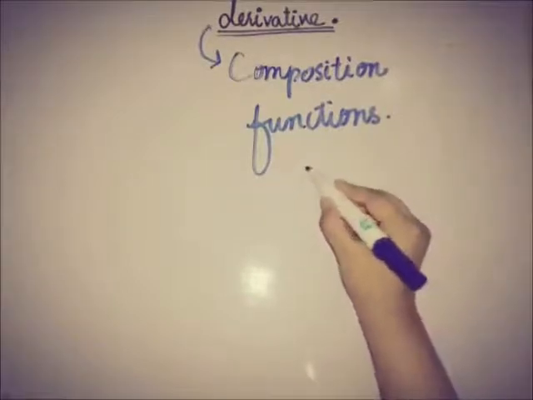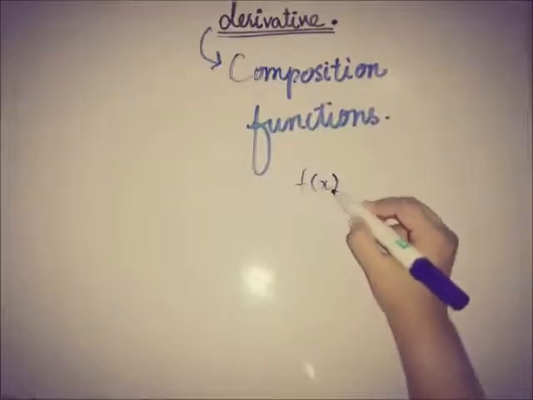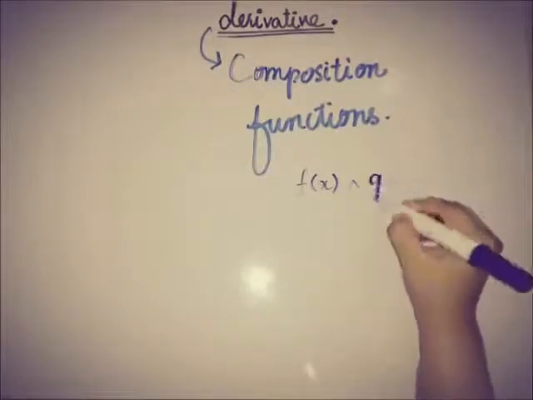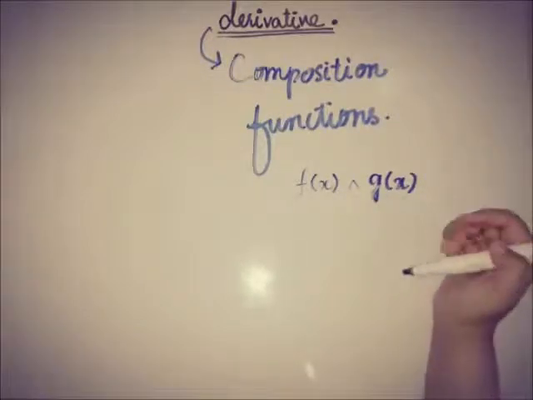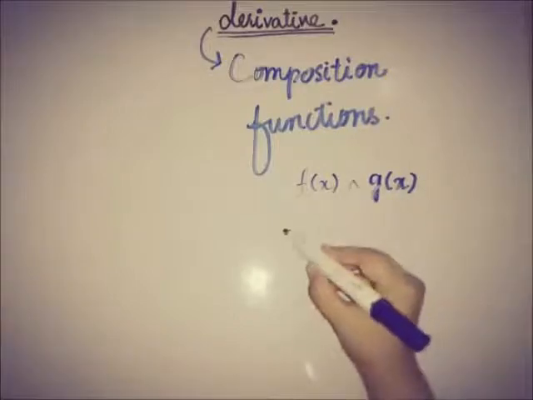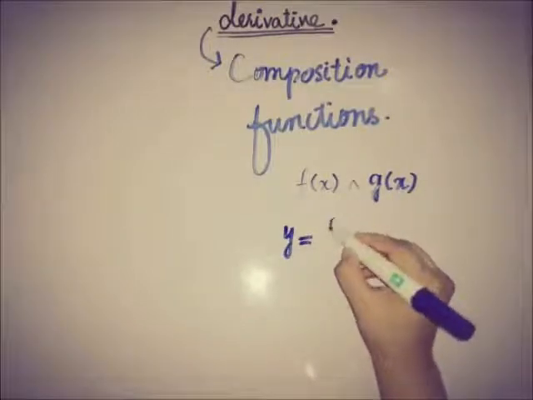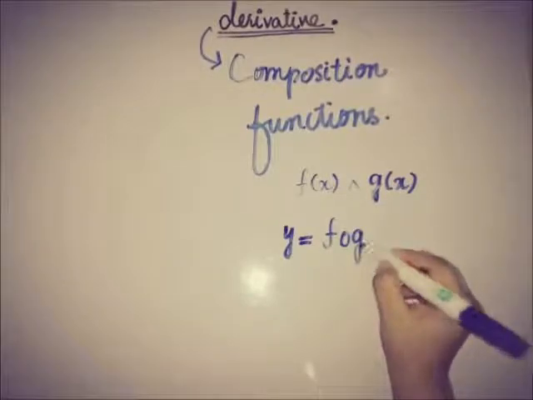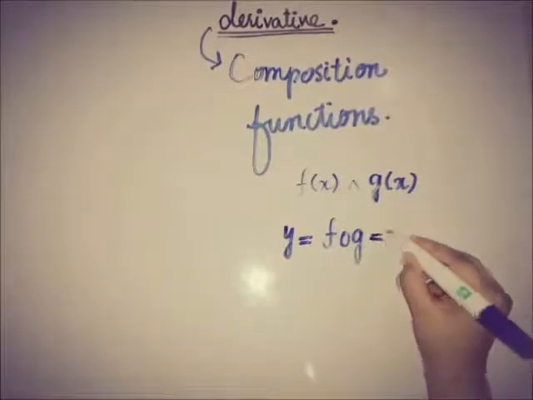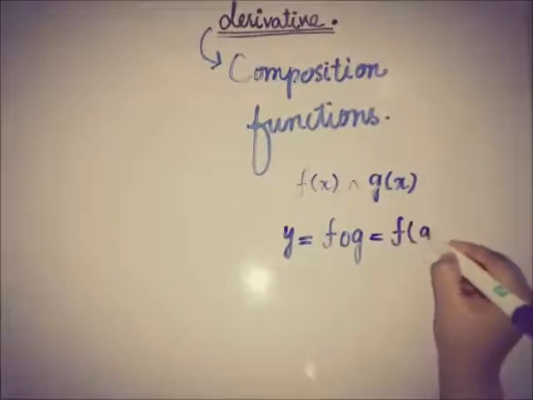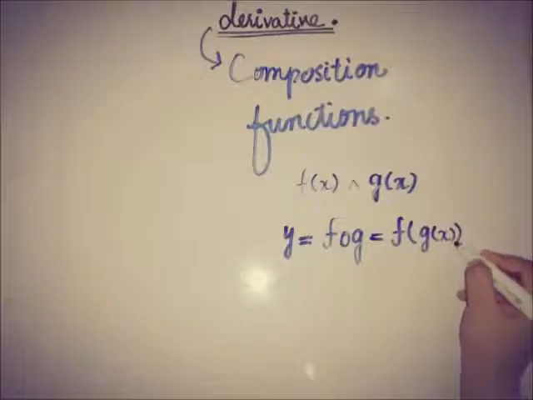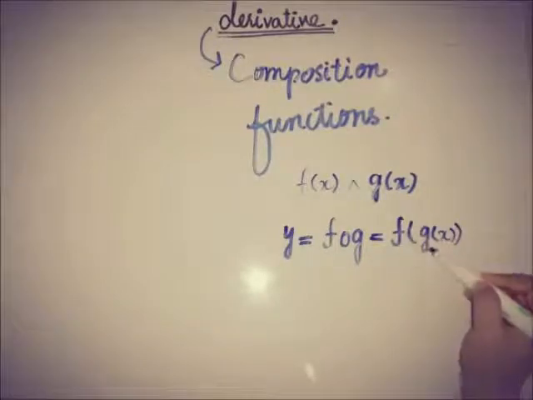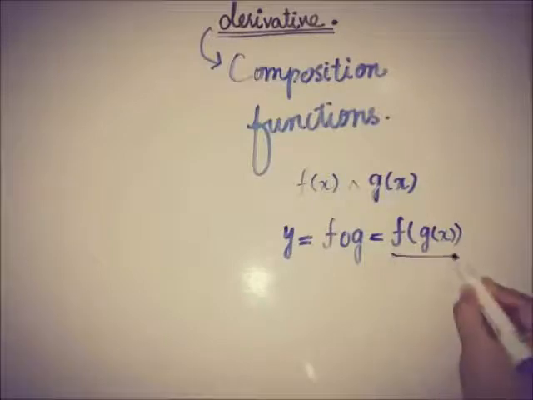So if there are two functions, f of x and g of x, and both functions are differentiable at x, then composition functions of the type f of g, which means that function f is dependent on g and then g is dependent upon x. F of g of x, this is known as a composition function.